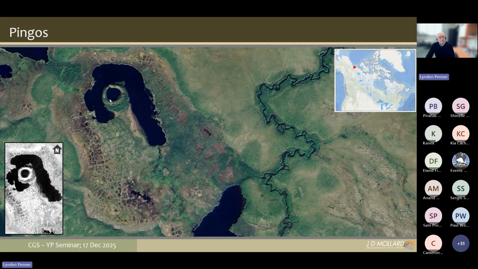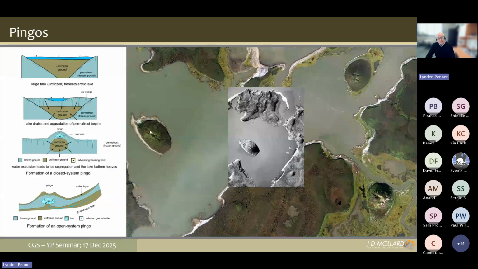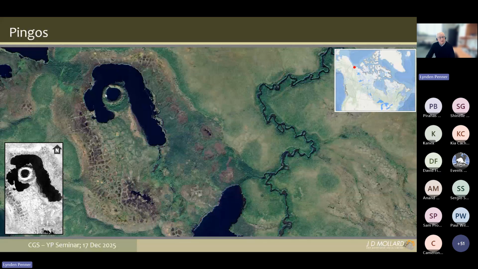This is a collapsed pingo. So what happens is as that ice becomes exposed, then it begins to melt, and so you're left with a ring with the mound, what's left of the mound, and the ice that formed the core of the mound is now thawed, and so you're left with this collapsed feature. It's called a collapsed pingo.